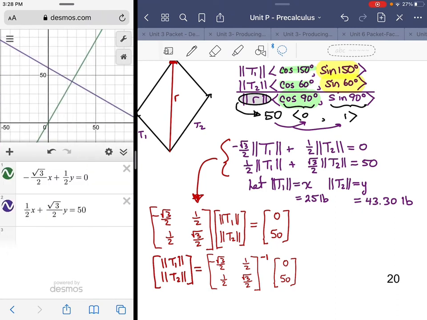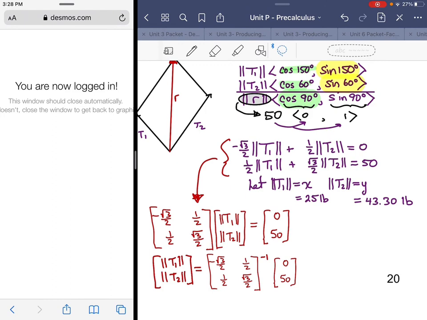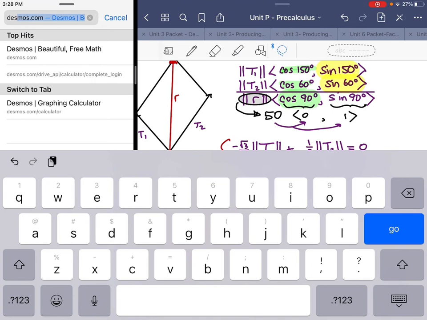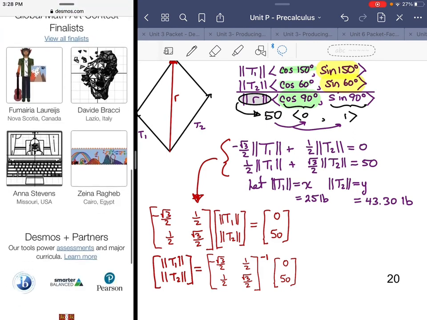All right. So this would be one technique. Now, that's great, all interesting stuff, but how do we get an answer from this? Well, if you go into Desmos, not this part of Desmos, if you go to desmos.com, I'm now logged in. Fantastic.